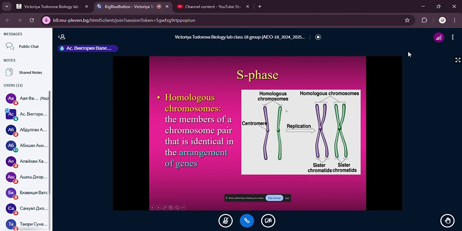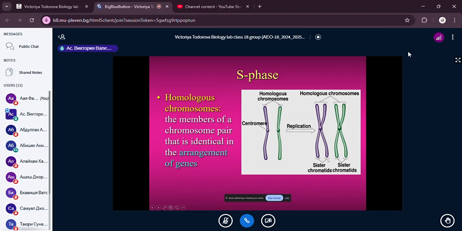This is one molecule of DNA, this is the other, and together they make sister chromatids. And this is one. They are homologs because one of these comes from the mother, the other comes from the father. And maternal and paternal is the correct term. So that one is the maternal chromosome, that one is the paternal, and they are homologous.